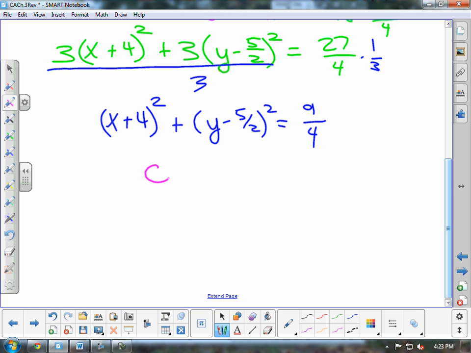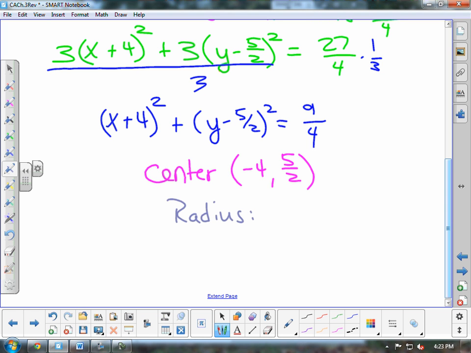And so then our center is at negative 4, positive 5 halves, and the radius is going to be the square root of 9 fourths, which, the square root of 9 is 3, and the square root of 4 is 2.